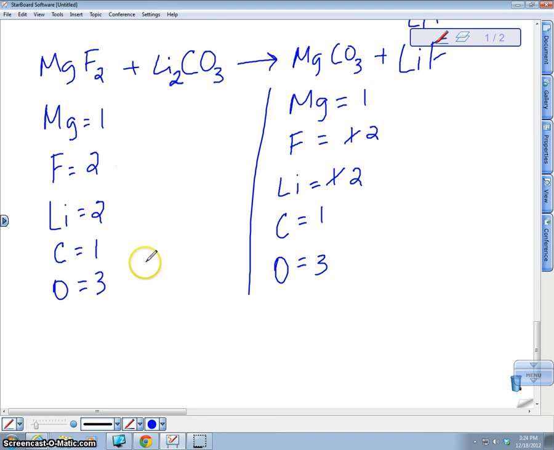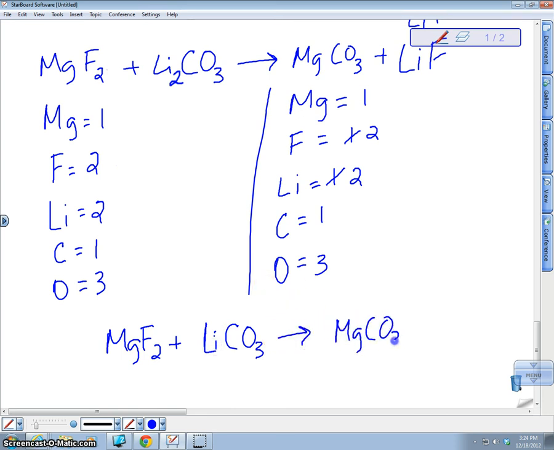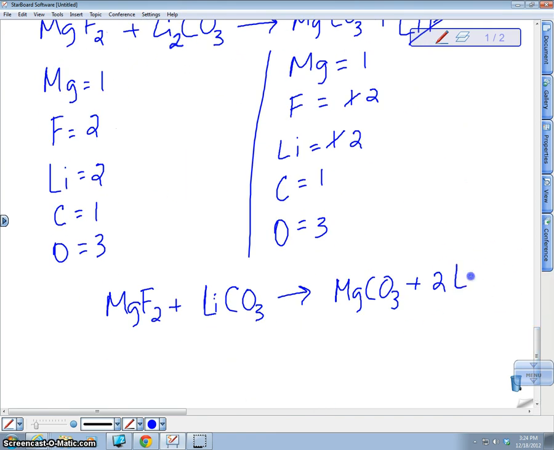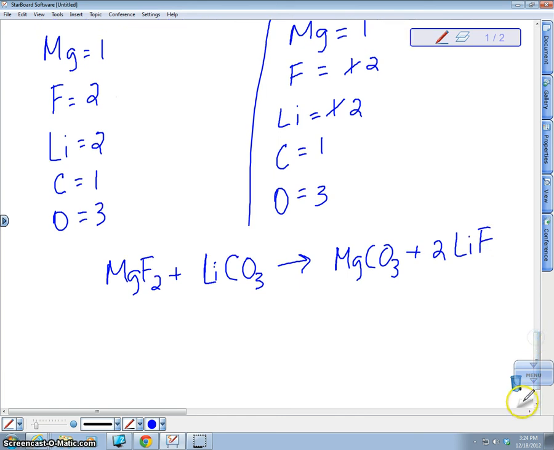So I can write my balanced equation now because now everything balances. So magnesium fluoride plus lithium carbonate react to give me magnesium carbonate and 2, you see that? 1, 2 lithium fluorides. And there we have it.